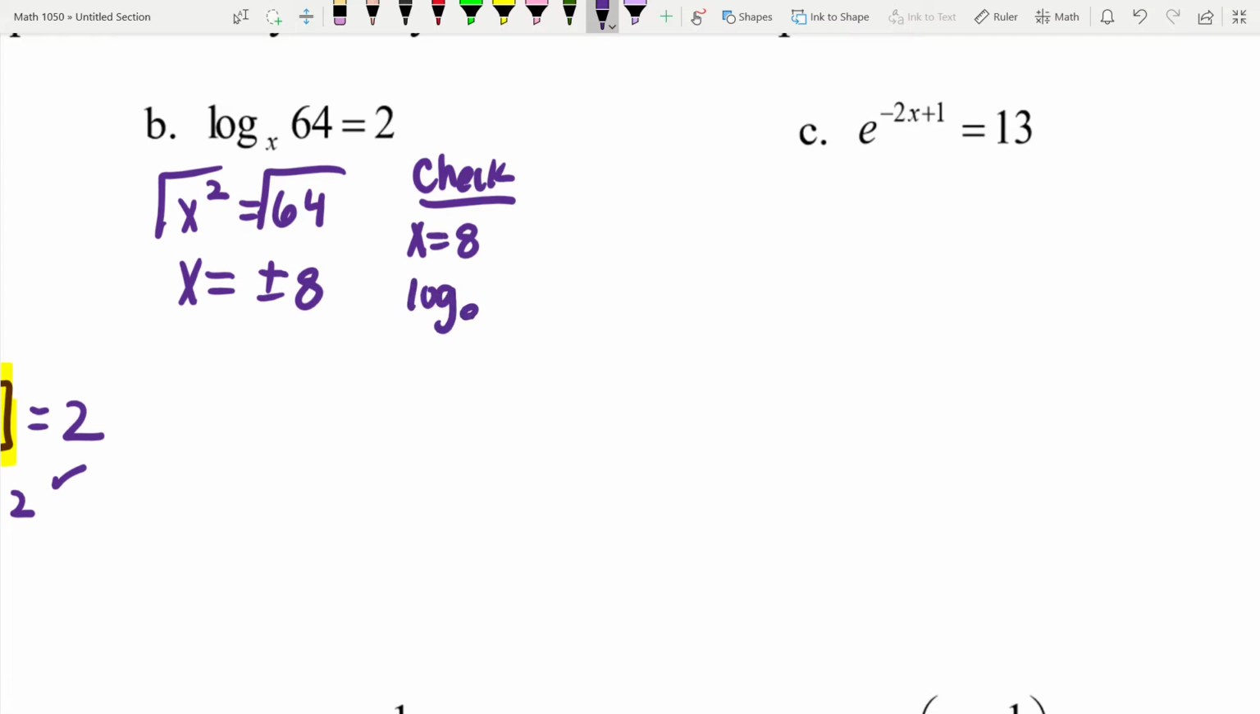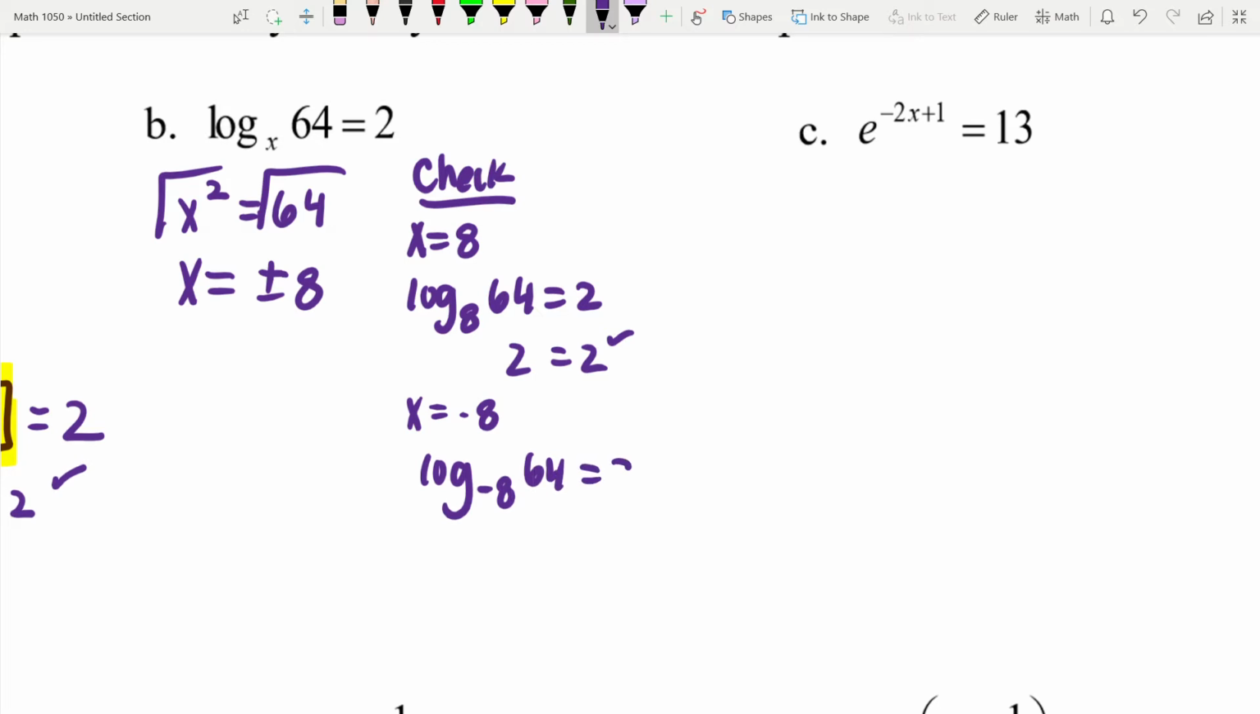Everybody go log base 8 of 64 is equal to 2. Grab your calculator and let's put log base 8 of 64 in our calculator. You go log 64, close it off, divided by log 8, close it off. I just got 2 equals 2, x equals 8 is fine. Now we have to check x equals negative 8. So it's log base negative 8 of 64 is equal to 2.